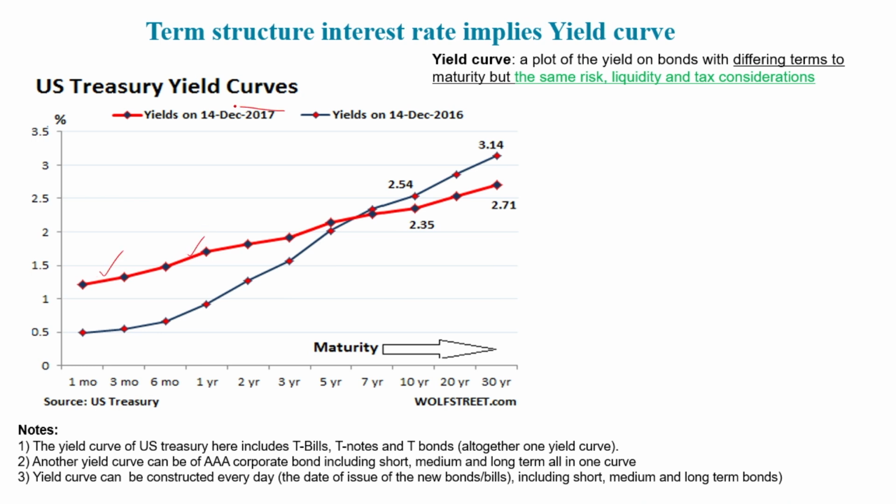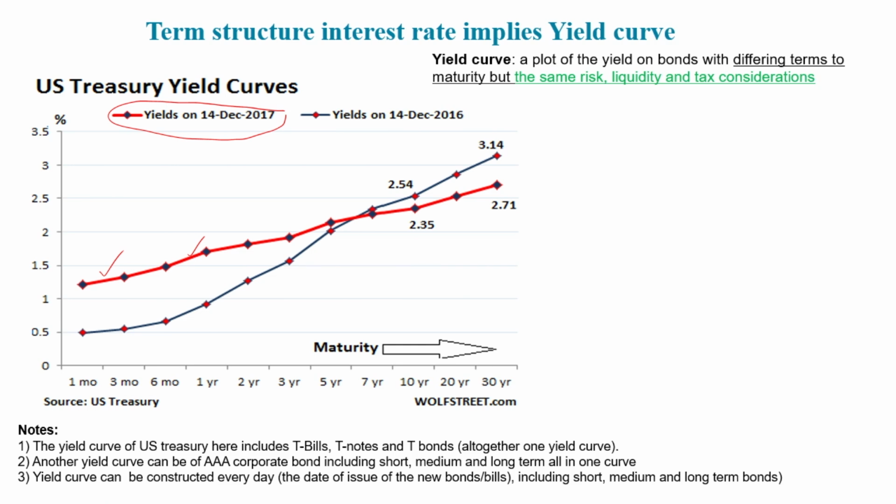This one is the yield on 14th December 2017. Before interpreting this data, first let us recollect the definition. A yield curve is a plot of the yield on bonds with differing terms to maturity but the same risk. That means if you are plotting a yield curve, the issuer should be the same kind of issuer.